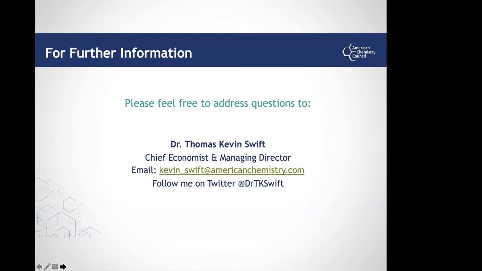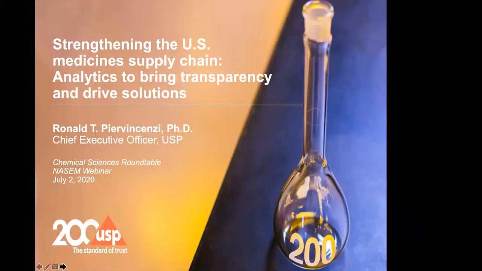Very good. So with that, Dr. Swift, we'd like to thank you for your presentation. We're now going to shift to our final presenter for today, Ron Pervincenzi, who's going to address vulnerabilities within the specialty chemical and pharmaceutical industries. Dr. Pervincenzi is the Chief Executive Officer of the United States Pharmacopeia, or USP. In his role, he provides strategic leadership to USP's global staff of around 1,400 people. He has launched several USP initiatives on topics that include digital medicine, manufacturing technologies, and advanced biologics. With that, Dr. Pervincenzi, please go ahead.